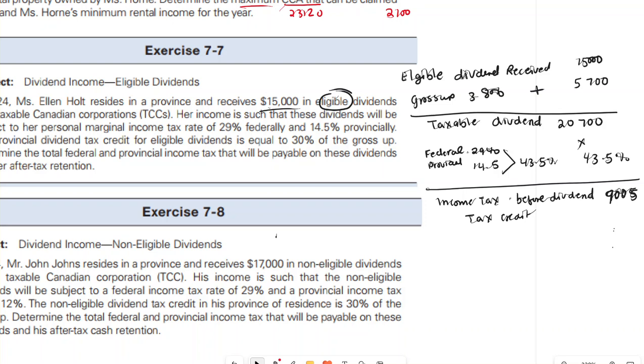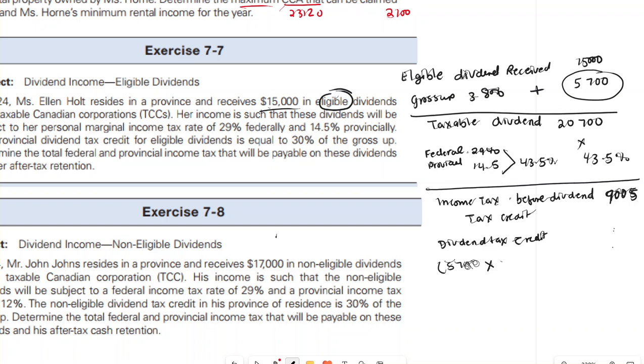But we can reduce these taxes by claiming the dividend tax credit. First of all, the dividend tax credit applies to the gross up amount. So what is my gross up amount? My gross up amount is 5,700. The dividend tax credit only applies to the gross up amount. That's the first thing. So I multiply by what? You will be told in the question what your dividend tax credit is.